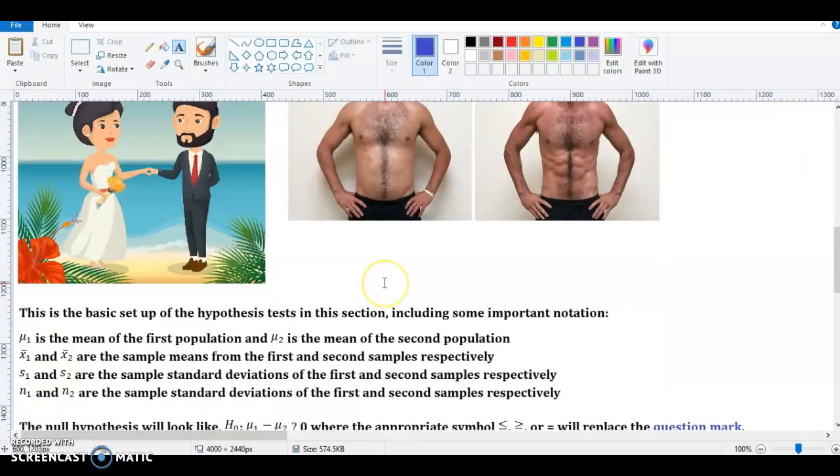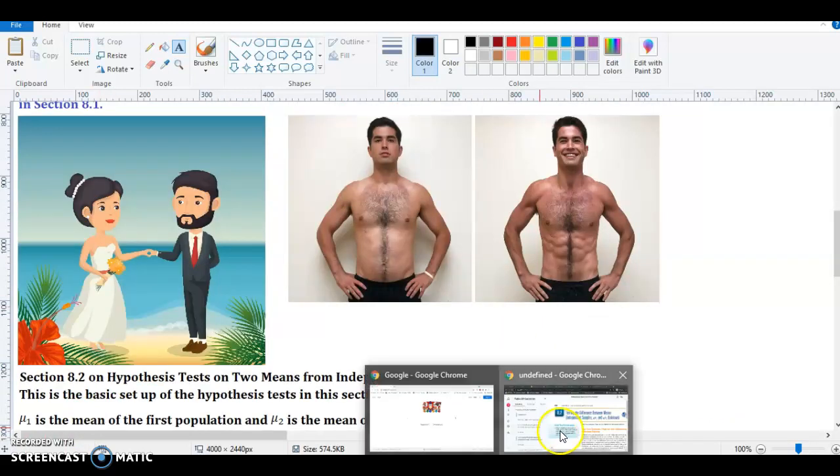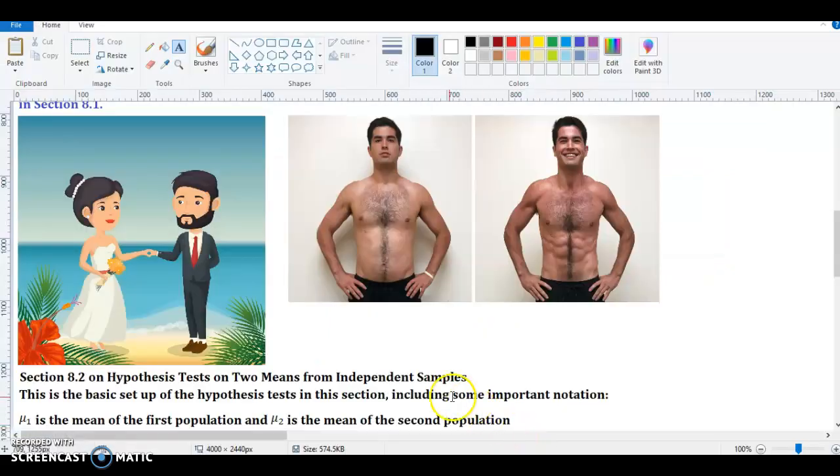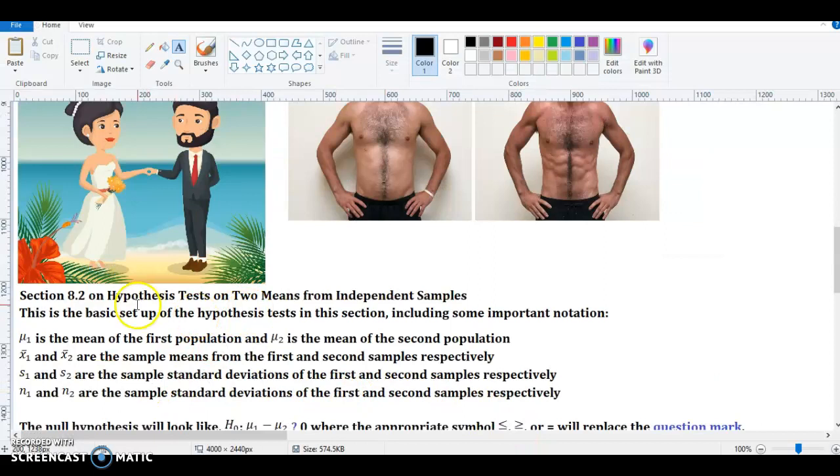So we're actually going to begin section 8.2. We're going to start section 8.2, and then in the next video we'll do a couple of examples from the homework. Section 8.2 begins on page 428 in case you're following along in the ebook. Let's go over some basic information from this section, on hypothesis tests on two means from independent samples.